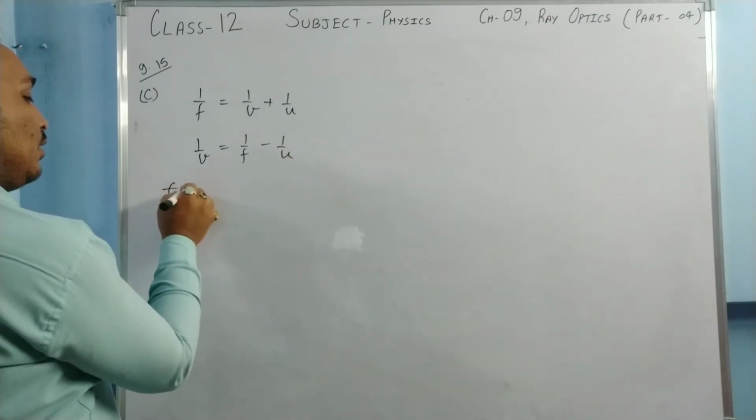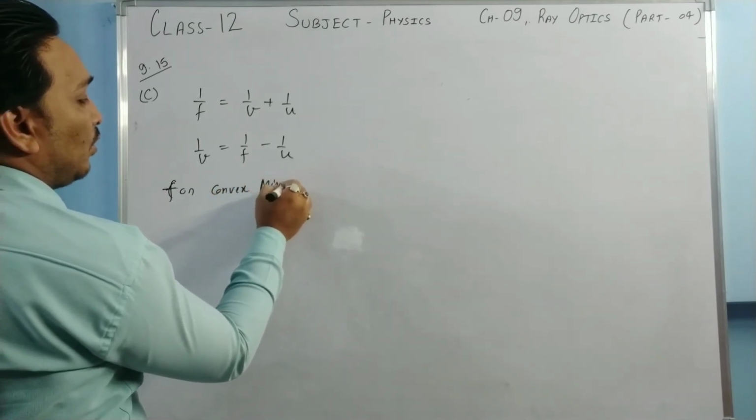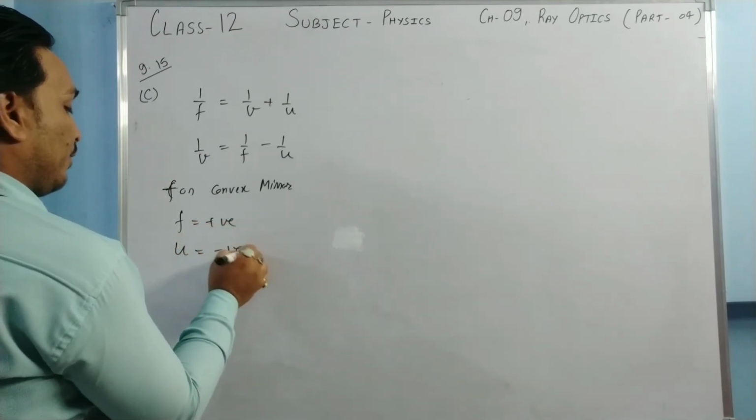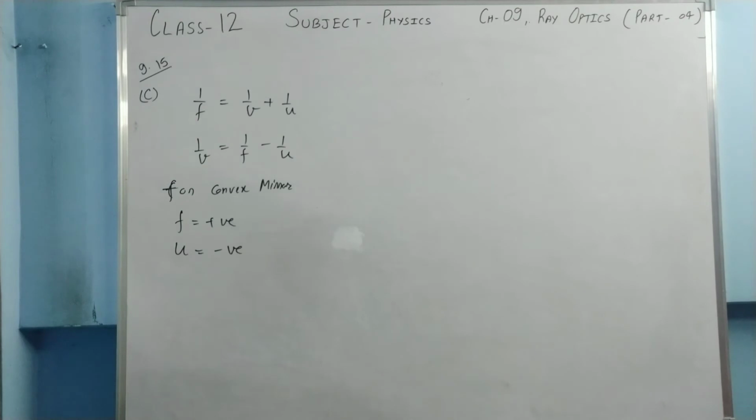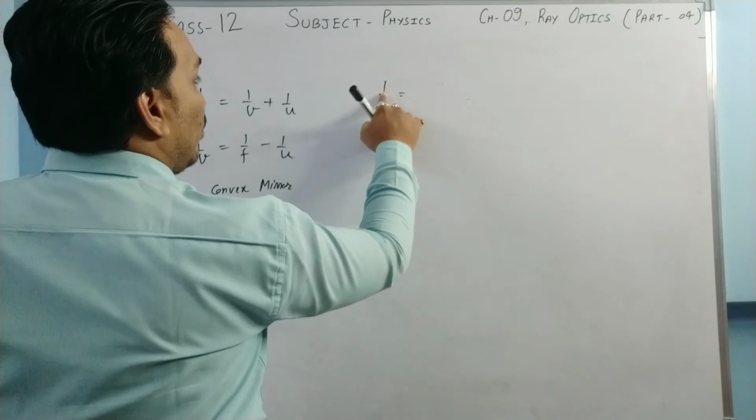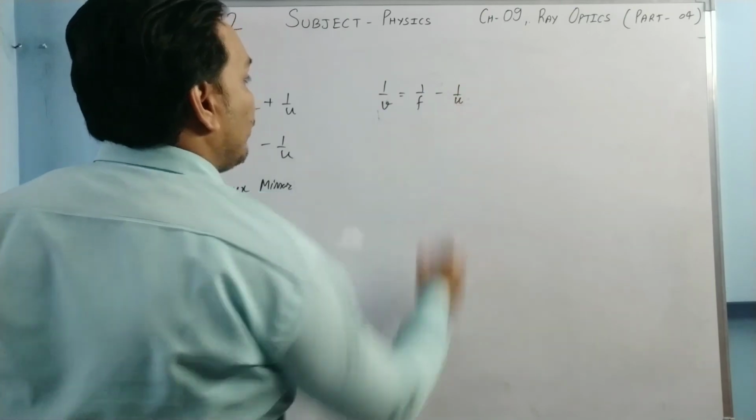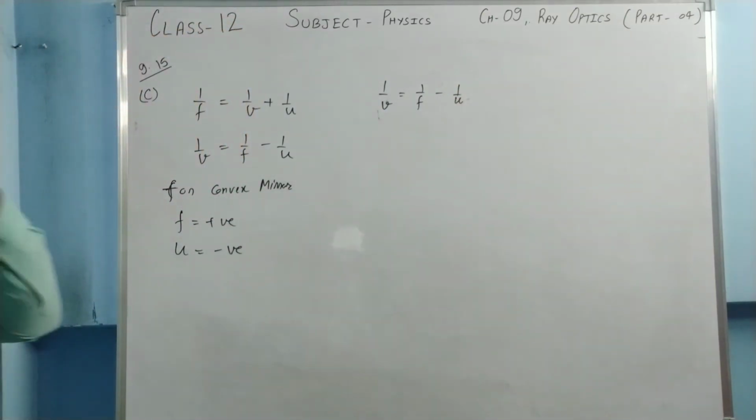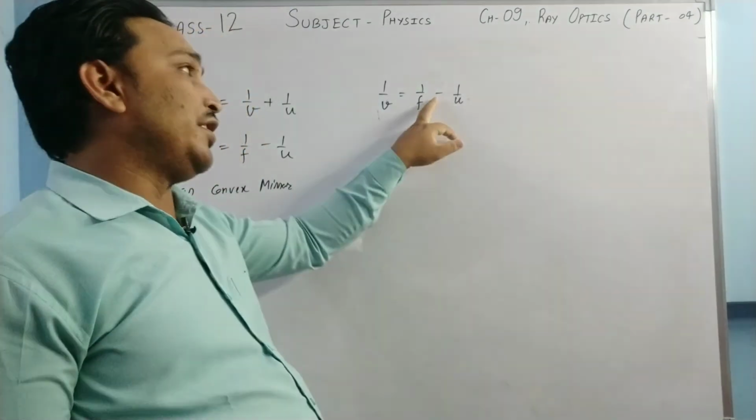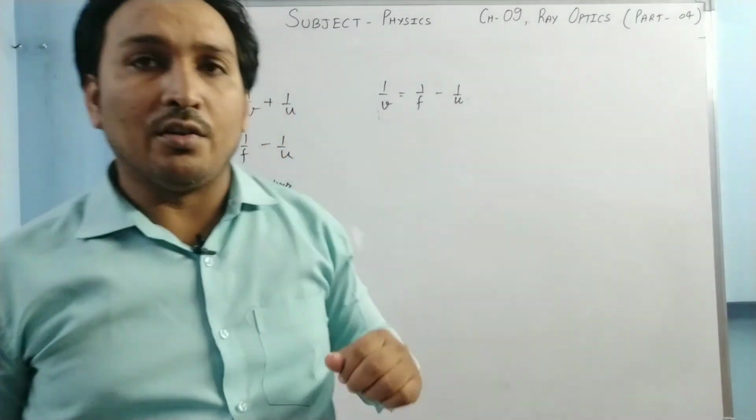For convex mirror, what do we get? f is positive and u is negative. So basically, from here we get 1 upon v is equal to 1 by f minus 1 by u. See, 1 by u is negative, but it is written with a negative sign, so it becomes positive. Now what I am saying, you just listen to it very carefully.